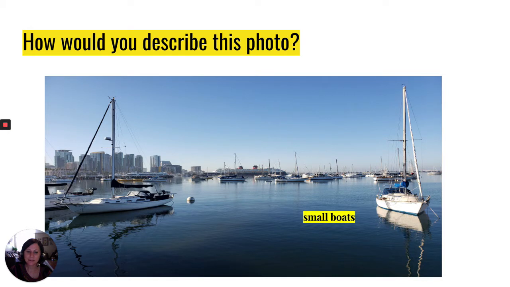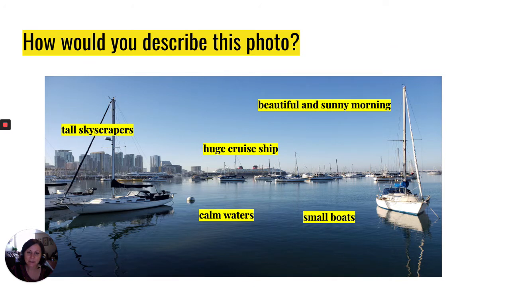I see some small boats. Actually, this is from the San Diego harbor. I took a walk about a month ago and I took this photo. I saw some small boats. A huge cruise ship, a very big cruise ship, tall skyscrapers, these tall buildings in the background, and calm waters. There weren't any waves. And it was a beautiful and sunny morning.